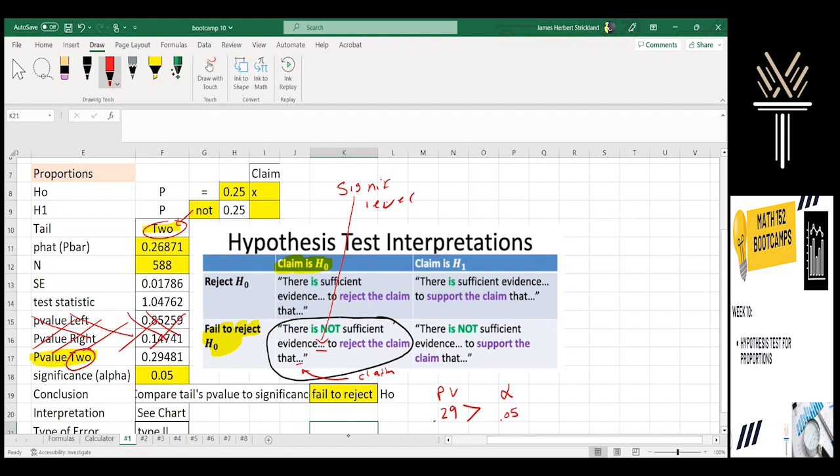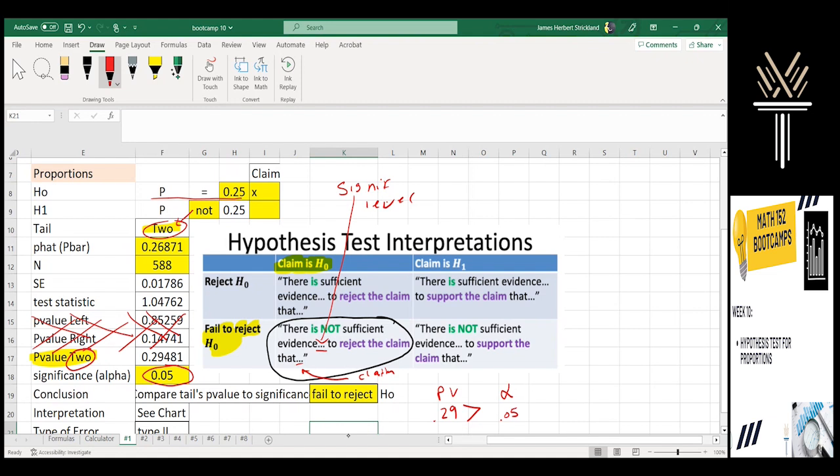So in this case, there is not sufficient evidence at a 0.05 significance level to reject the claim, and our claim was that it was equal to a quarter. So there's not sufficient evidence at a 0.05 significance level to reject the claim that yellow pods are 1/4.